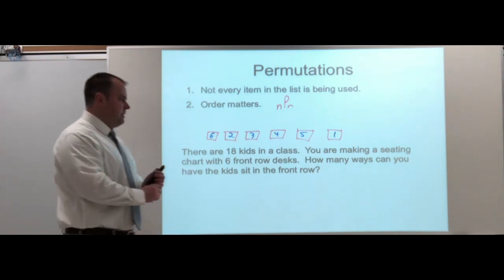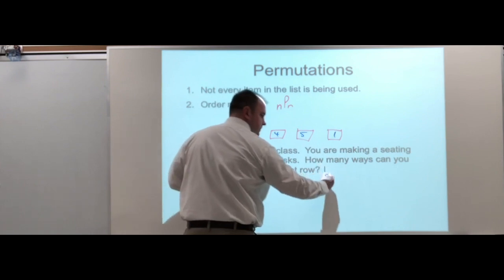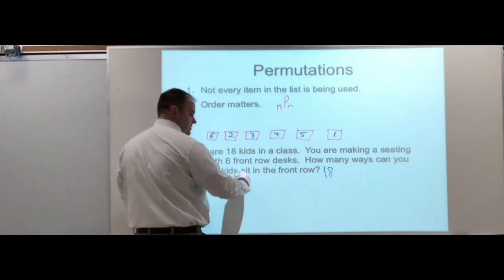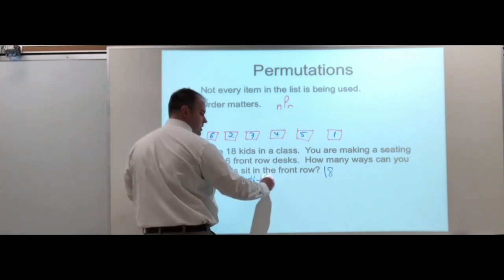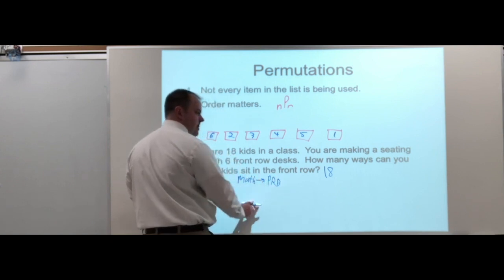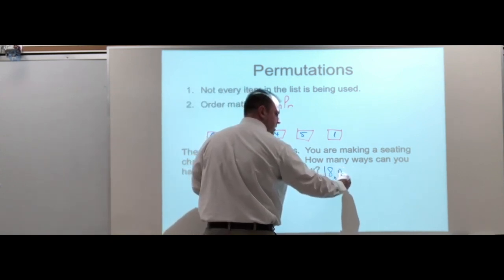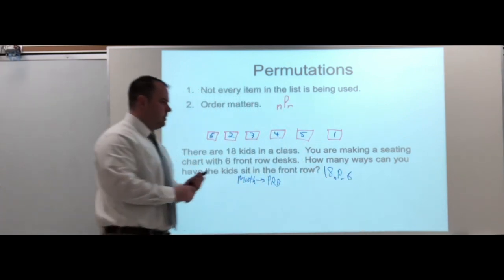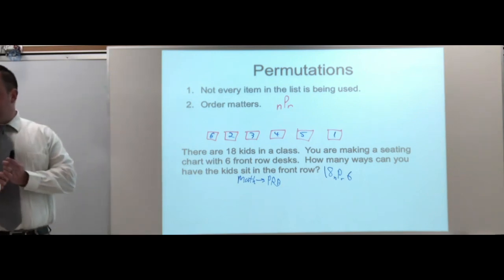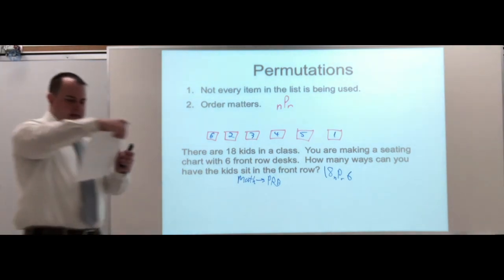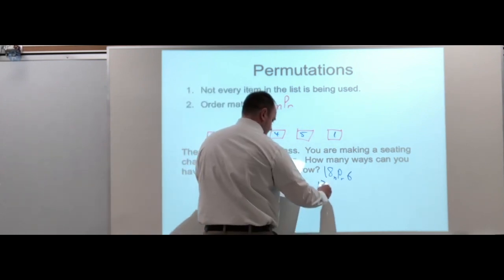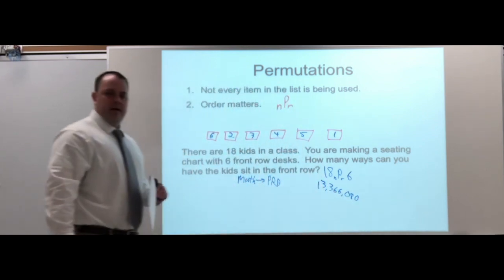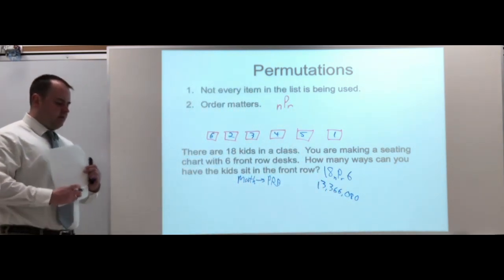Now, the way I'm going to plug this in, you plug in your total first. So we have 18 total students. Same place where the factorial was: Math, PRB. That's where you're going to go to nPr for the permutation, and we're picking 6. There's 6 front row desks. Again, some of your answers are going to be fairly big. For this one, I have 13,366,080. So take your time writing them out.